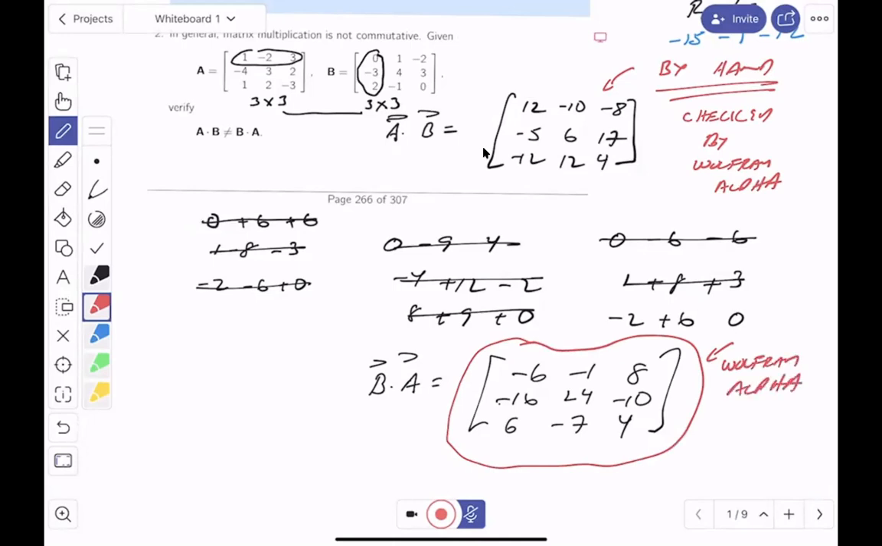Here's what you need to do, though. You need to also do this by hand. What are we saying? Matrix B times matrix A. What do we know about those things? They're not equal. Matrix multiplication in general is not commutative. Let's go to the next question.